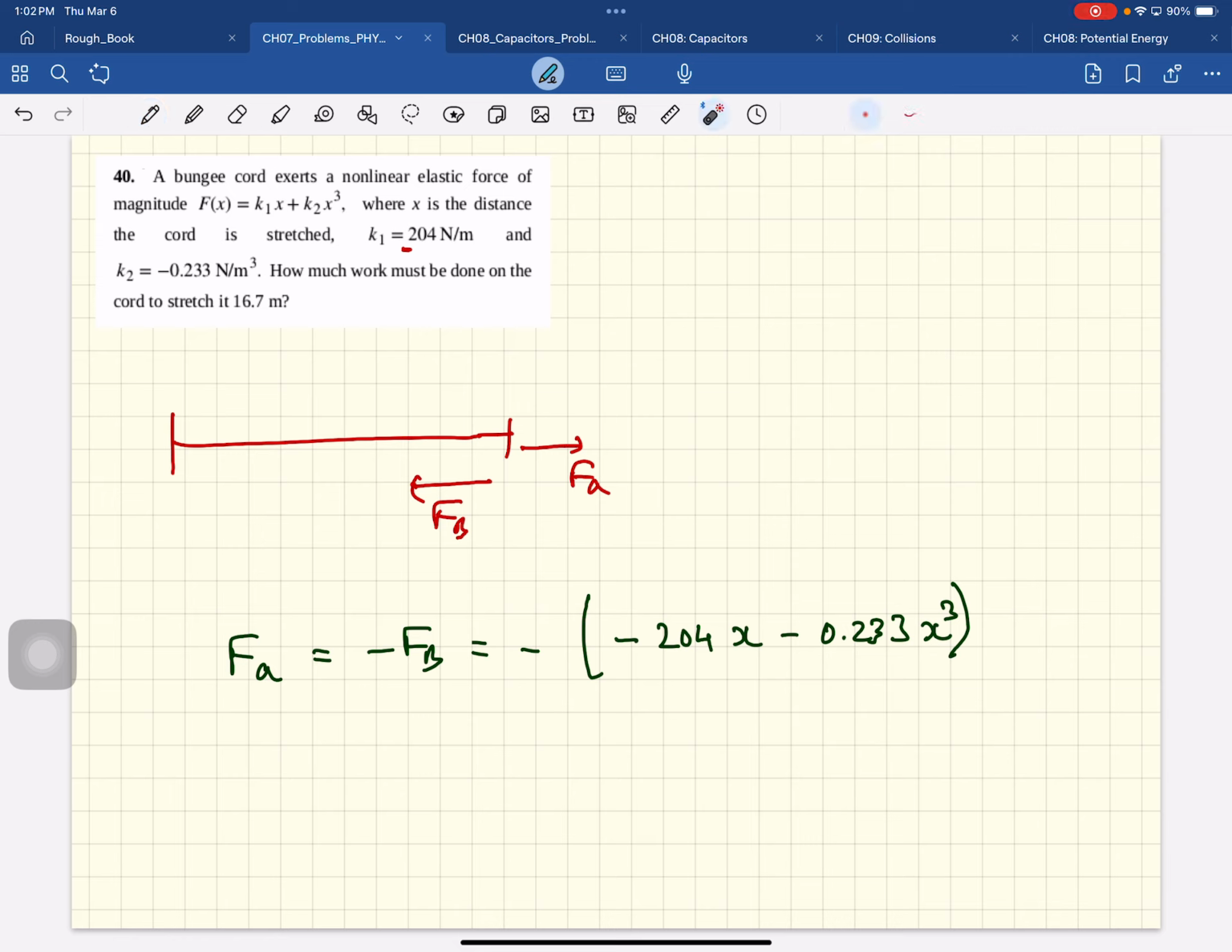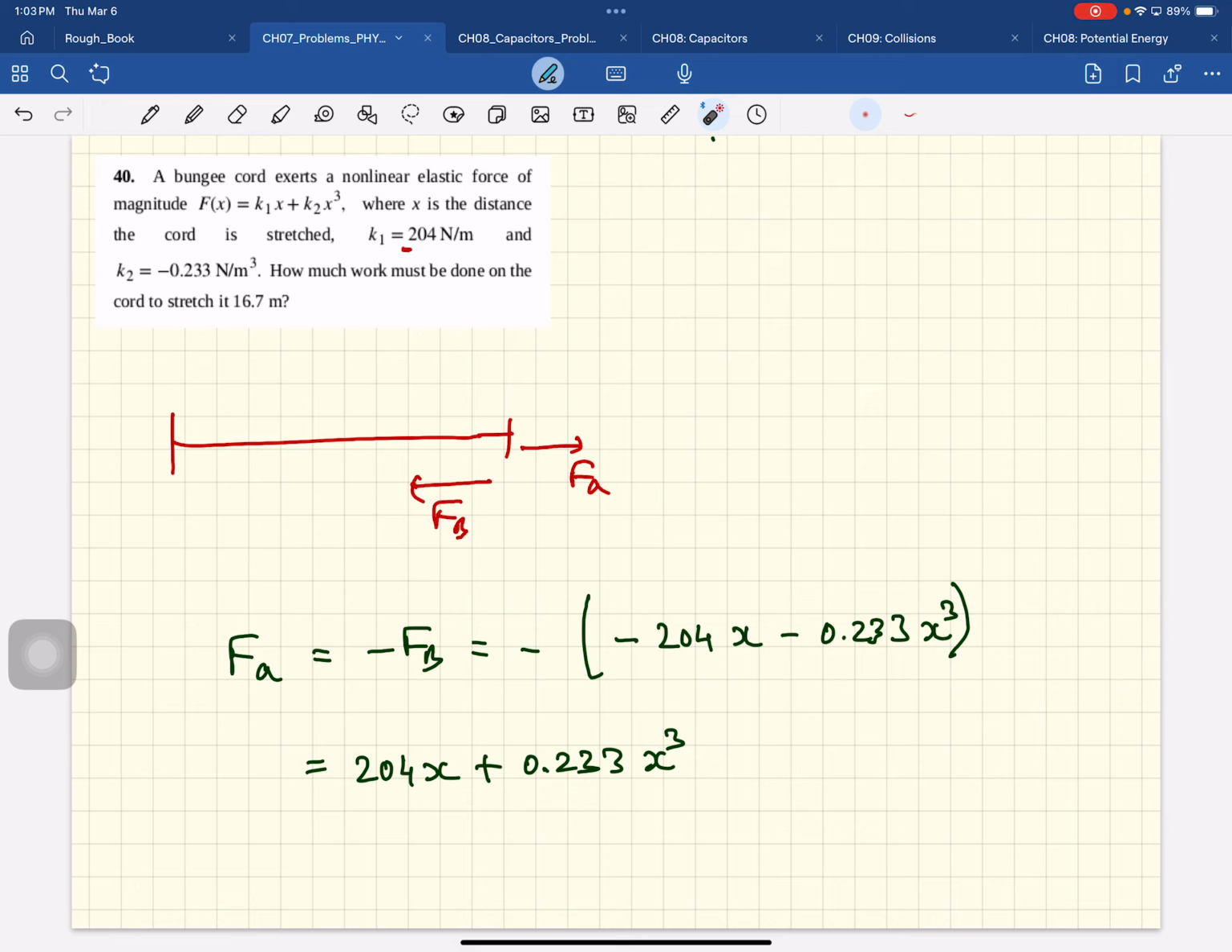So again, as you stretch it in this direction, the bungee cord is applying a force in that direction. There is the linear term and there is the nonlinear term. So the applied force is 204x plus 0.233 x cubed. What are you going to do? You're going to apply this force. How much work must be done on the cord to stretch it 16.7 meters? So you're going to pull on the bungee cord and stretch it 16.7 meters. 16.7 meters is roughly the width of this room. So essentially you're jumping off a bridge.